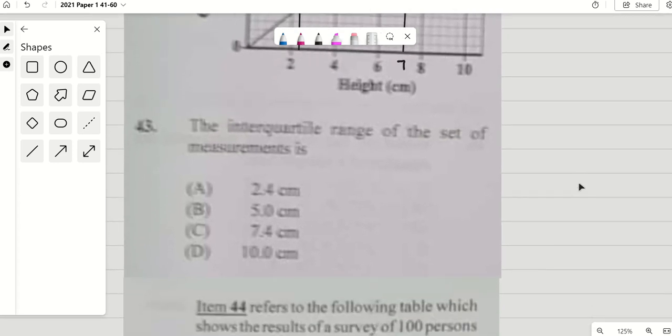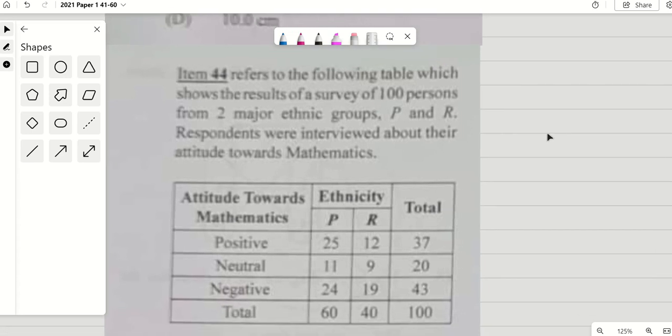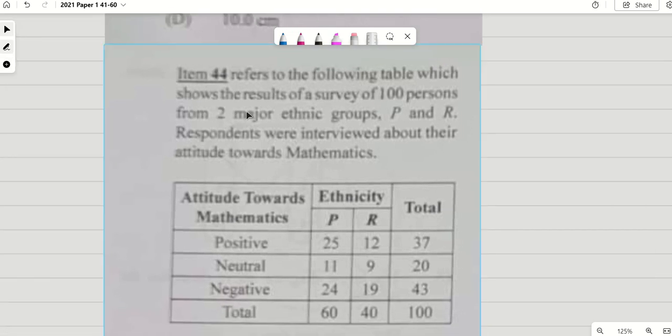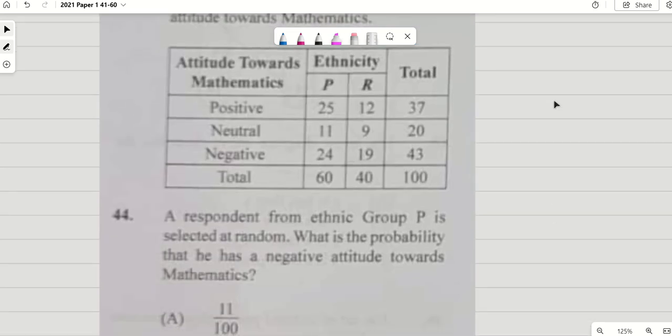Yeah, 5 point something. I'm seeing that the answer is B, right? It's a little bit fuzzy, but look at number 44. Item 44 refers to the following table, which shows the results of a survey for 100 people from 2 major ethnic groups, P and R.